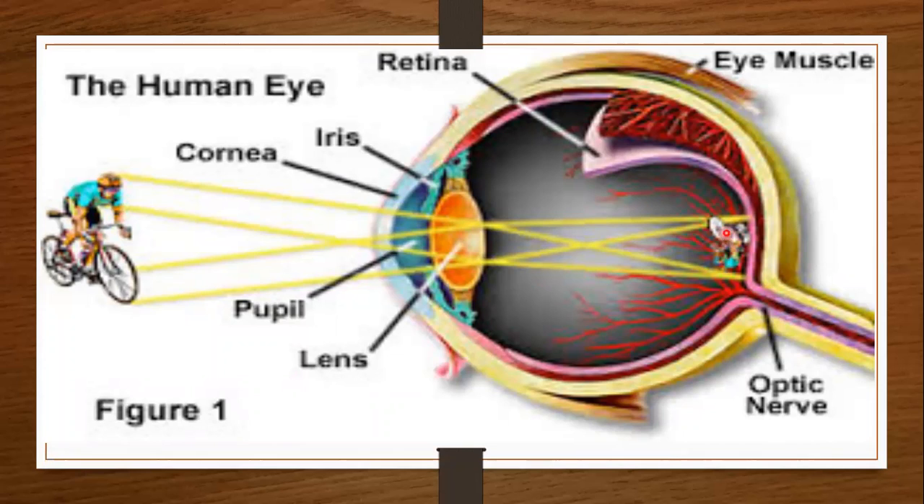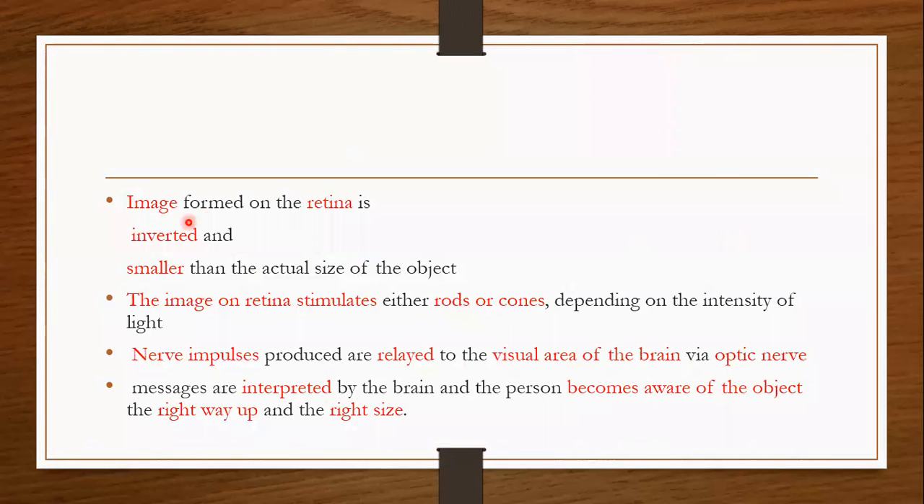So an upside down image is formed on the retina. A sharp image is focused on the retina. The image formed on the retina is inverted, both laterally and upside down. It's smaller than the actual size of the object. This image on the retina stimulates either rods or cones depending on the intensity of light.